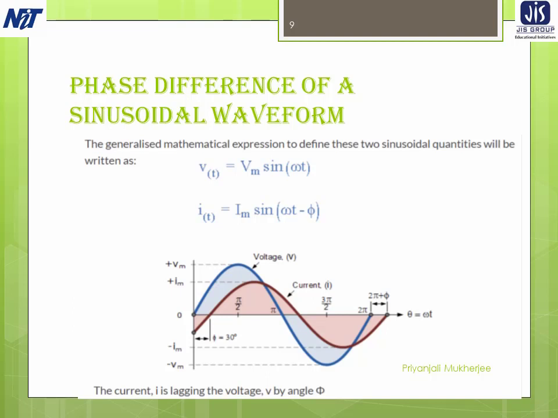Now the phase difference is measured by the angular distance between the points where two curves cross the base or reference line in the same direction. The quantity ahead in phase is said to lead, while the second quantity is said to lag behind the first one. So in this figure we can see that the voltage represented by this phasor is in the leading position rather than the current. Or we can say the current I is lagging behind the voltage by the angle phi, and here phi is equal to 30 degrees.